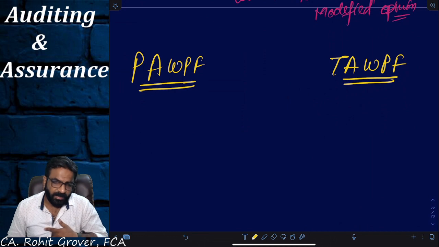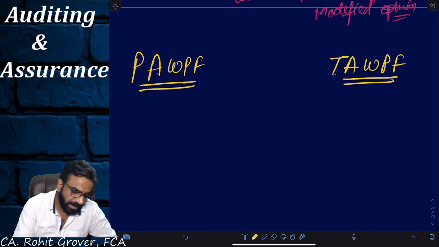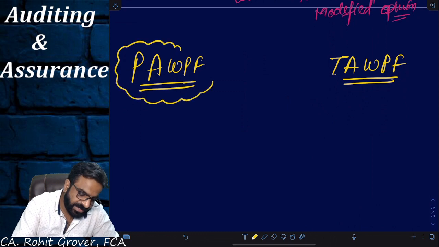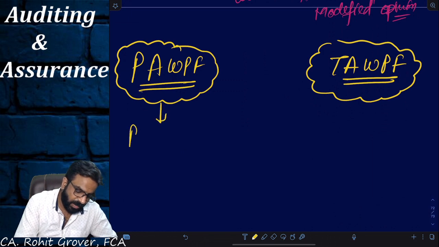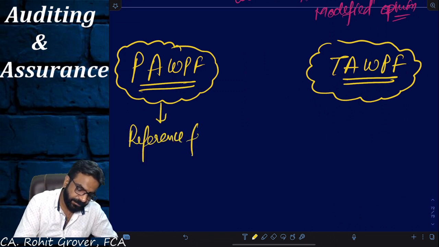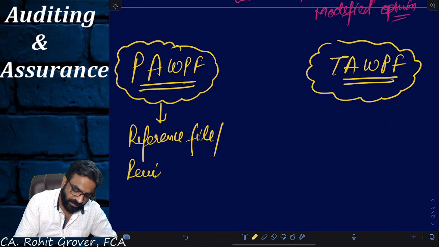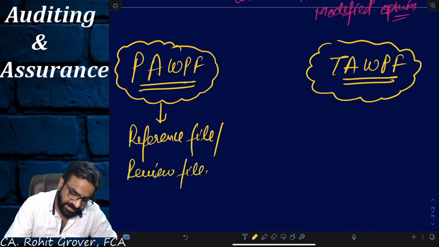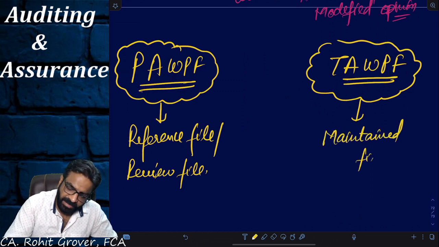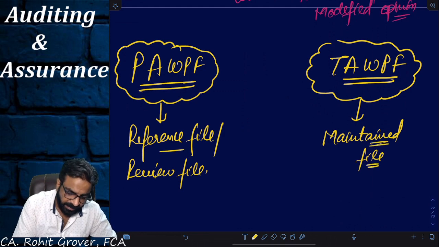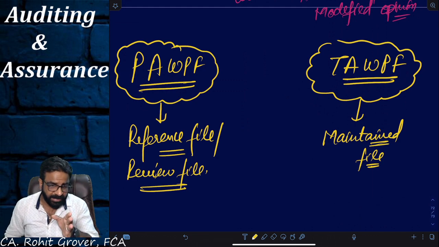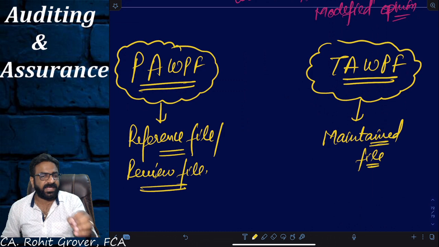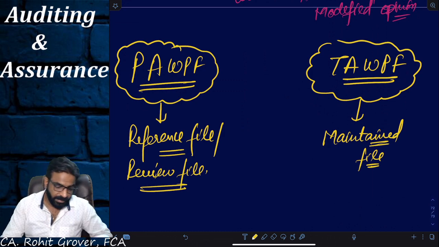Sir, what do you mean by permanent audit working file? Now try to remember this very clearly. The name itself suggests that it is permanent audit working file. So what is permanent in that? It is that file which is also known as reference file and it is also known as review file. And it is that file which is known as maintained file. These are the other names of these files which they may ask you in the examination. So what do you mean by permanent audit working file or temporary audit working file? That is a direct question they may ask you. Or indirectly they may ask you to briefly explain reference file or maintained file. So these are the other names.